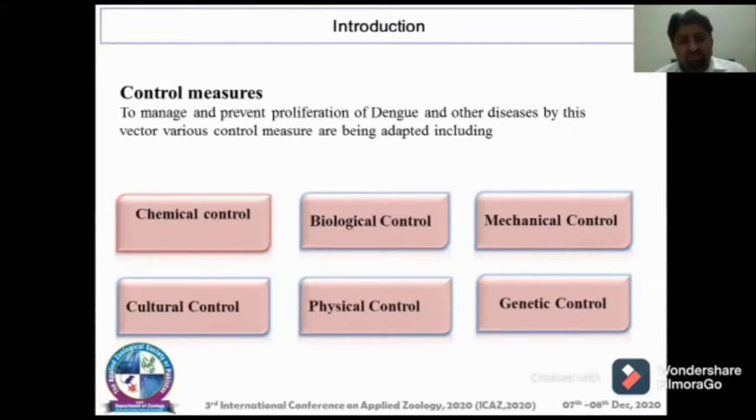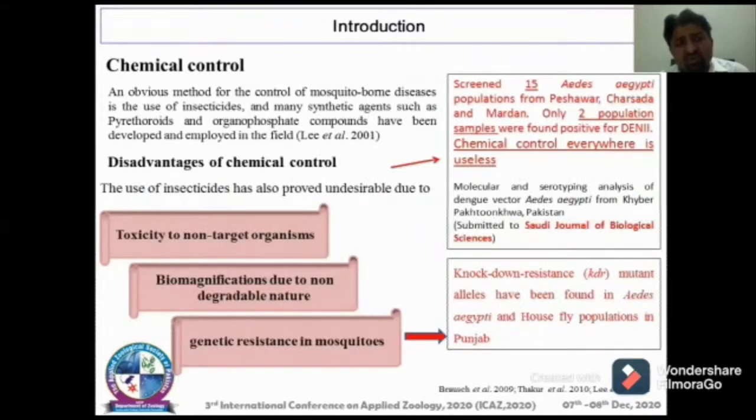There is cultural control to eliminate the breeding places, and there are physical control measures using screens and certain chemicals in whitewash, which they put on the walls. And there is genetic control. The most obvious method for the control of mosquitoes is considered to be chemical control.